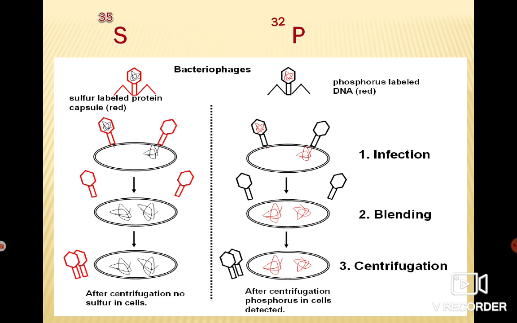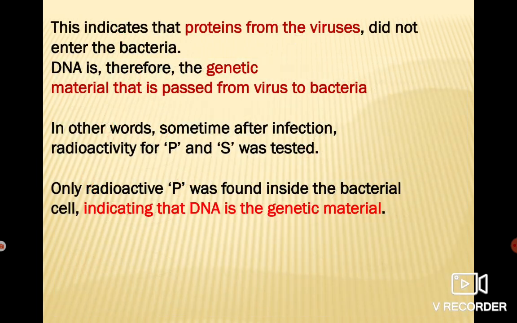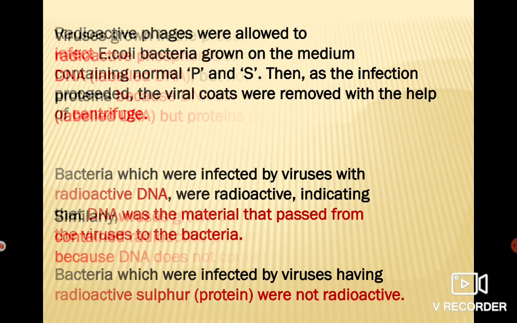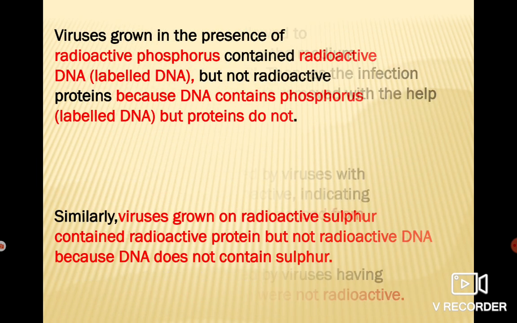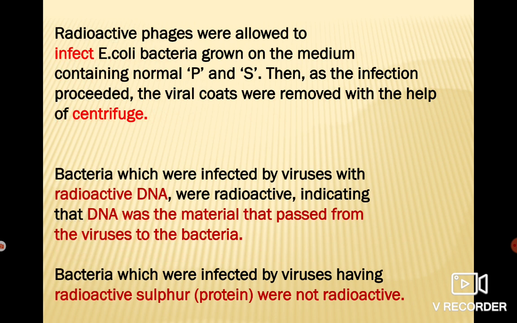And here, P32 means in this column, in this bacteriophage, the phosphorus is labeled. See, we will see. Some viruses are labeled with phosphorus, some are labeled with sulfur. Radioactive phages were allowed to infect E. coli bacteria grown on the medium containing normal phosphorus and sulfur.